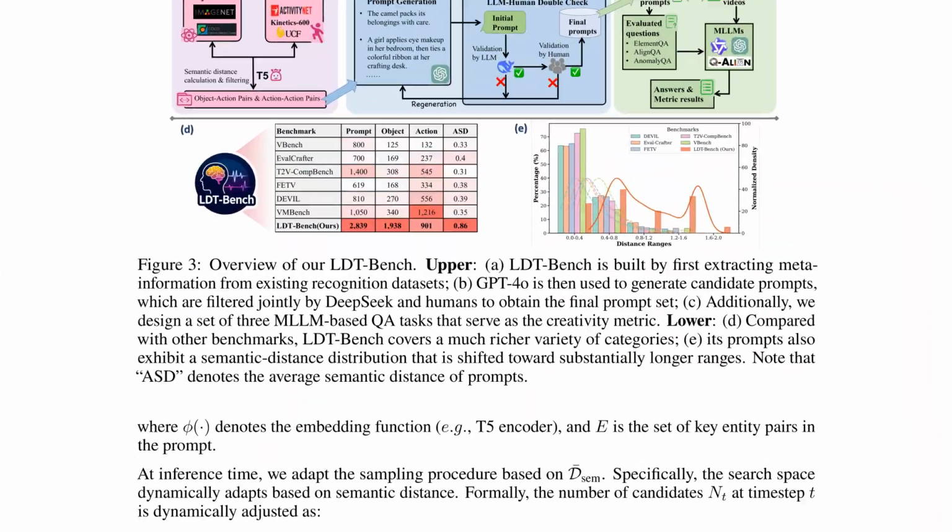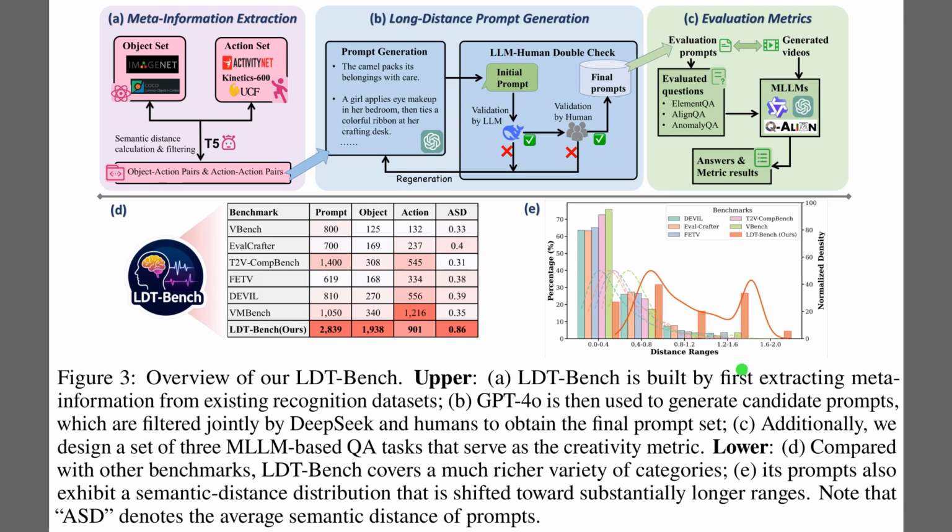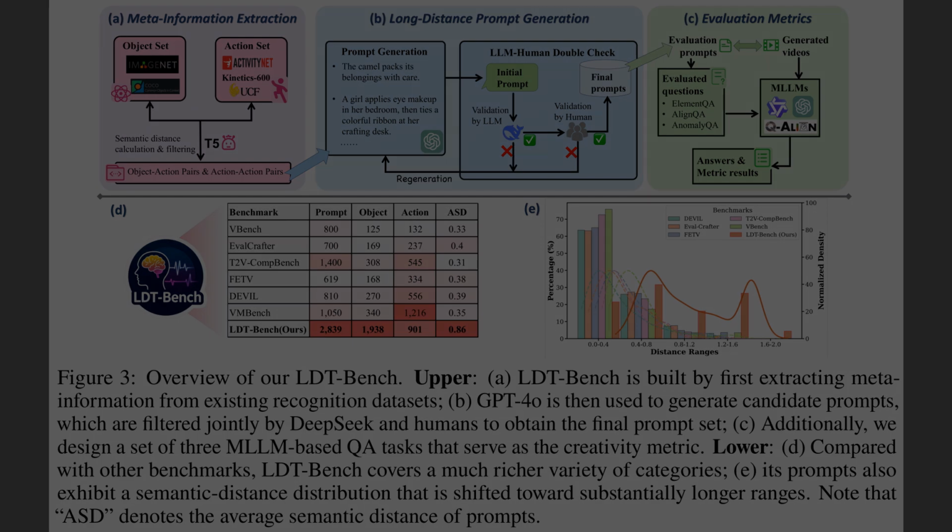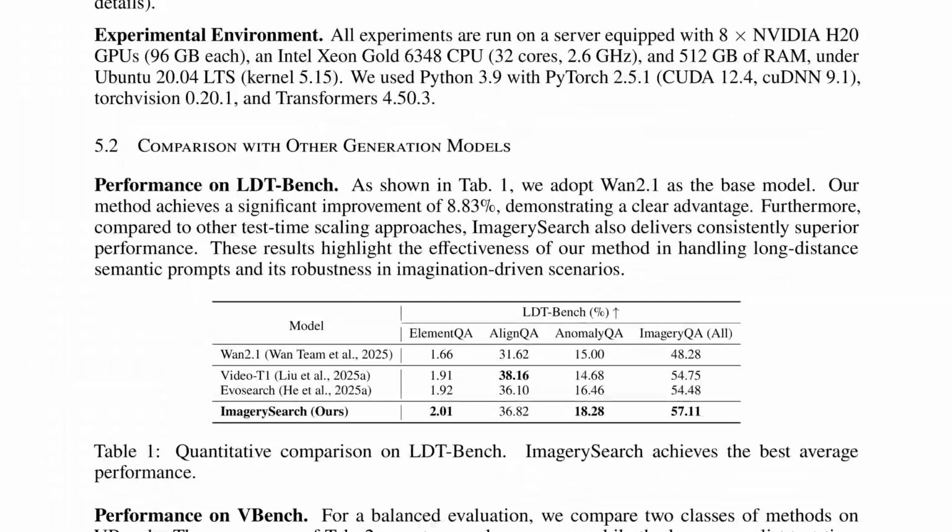Alright, Figure 3 summarizes how LDT bench is built and why it stresses long-distance prompts. The top panels outline construction, which starts from meta-information extraction, then prompt generation with large models and human checks, and finally automatic evaluation. The lower left panel compares category coverage, showing a broader spread than prior sets. The lower right panel plots semantic distance, which means how far apart two concepts are in meaning, and the distribution shifts to longer ranges. So, Figure 3 sets up the benchmark.